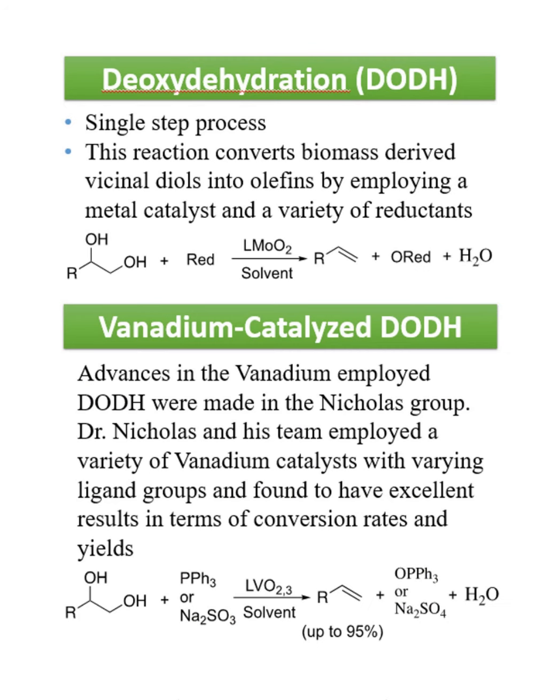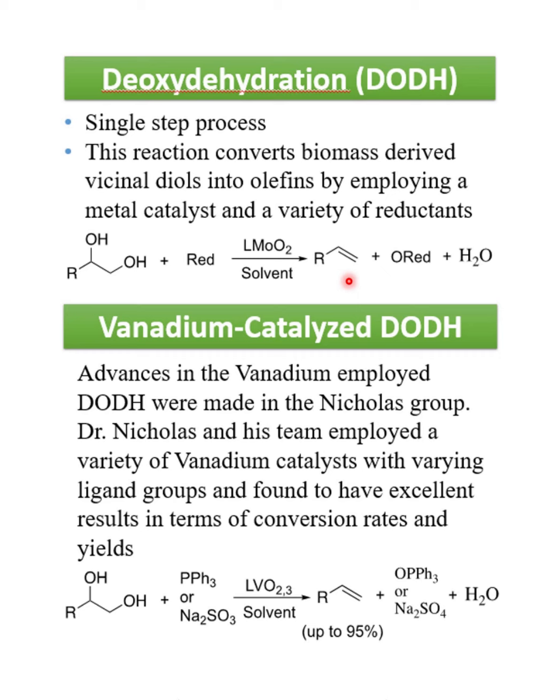Chemists have turned to the deoxydehydration reaction, abbreviated DODH, which is a single-step process that reduces our biomass-derived molecules into our alkenes, our olefins that we're interested in creating more of, instead of using fossil fuels. So this reaction uses the biomass-derived molecule here, reacting it with a reductant with a metal catalyst denoted by LMoO2. In our case, we use molybdenum as our metal. In solvent, to create our alkenes, our oxidized reductant and water as our byproducts, but we're mainly interested in this alkene.